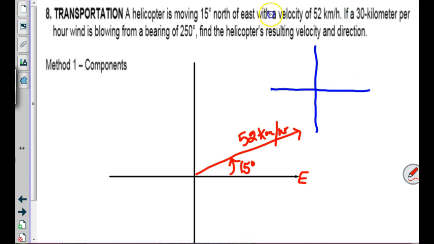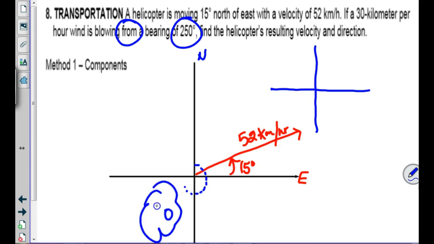If a 30 kilometer per hour wind is blowing from a bearing of 250, all right, from 250. If I measure off of north, because it says bearing, and it's a 3-digit number here off of north, 250 would take me around into that quadrant, yes? Okay, but the wind is blowing from there, so I always do this. Mr. Wind is blowing this way, so he's actually blowing it back this way because he's coming from that direction.